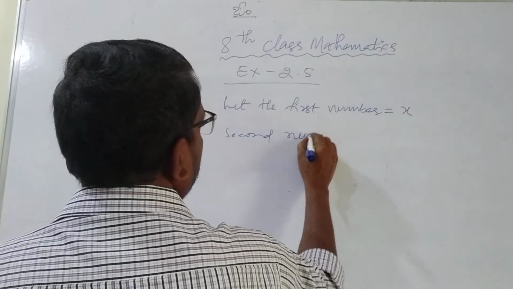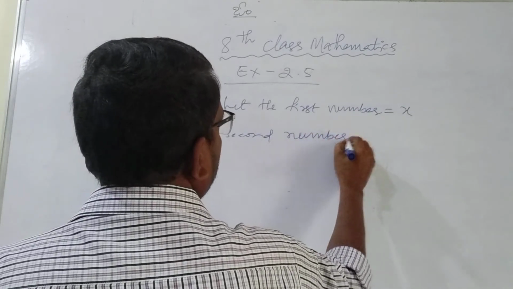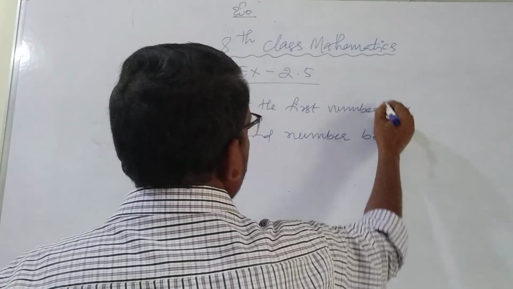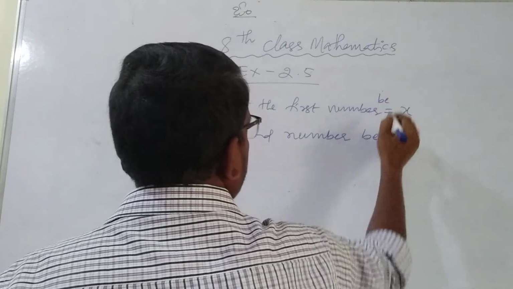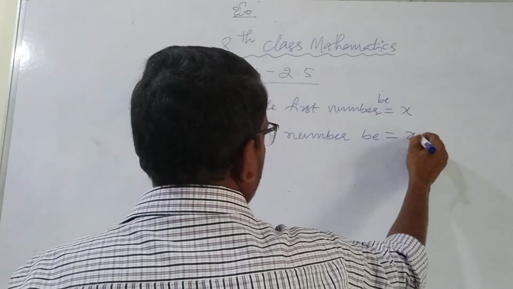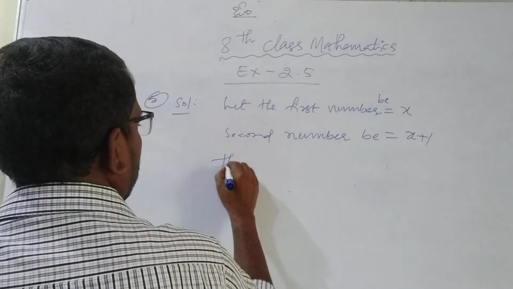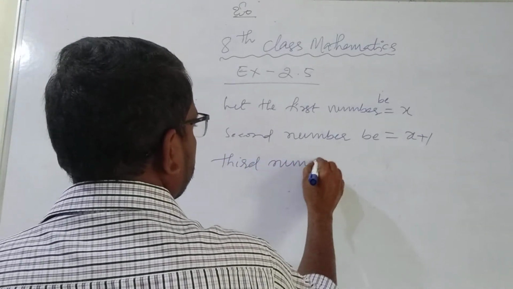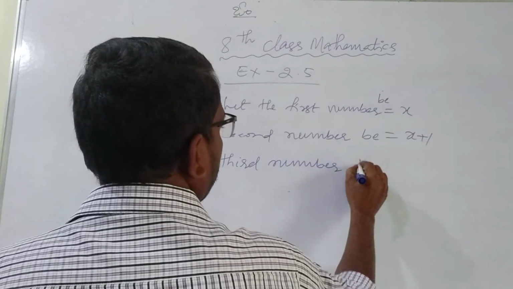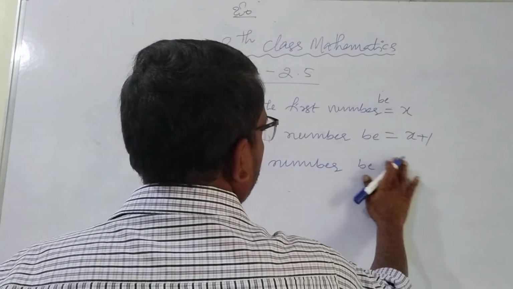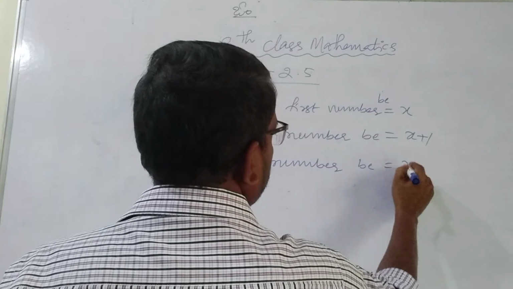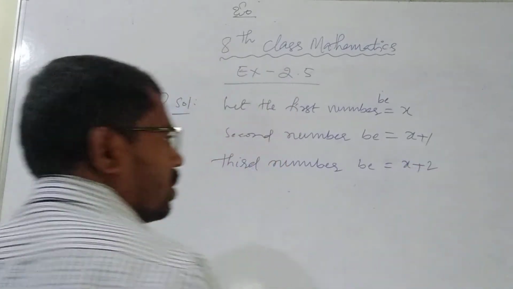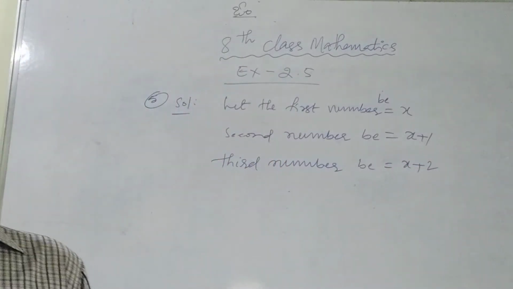Second number. Let the first number be x, the second number be x plus 1, the third number be x plus 2. These are our general procedure.